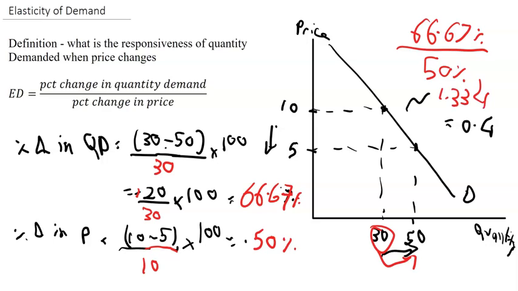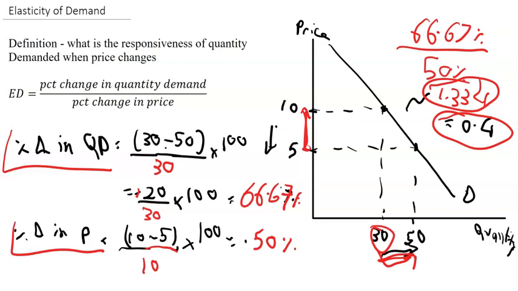Now that's a problem. We're moving along the same two prices and the same two quantities, yet we get two very different elasticities. We get 0.4 in one case if it's a price increase, and we get 1.334 if it's a price decrease. That's a problem. So instead of using this method of percentage change in quantity demanded and percentage change in price, we use what we call the midpoint method.